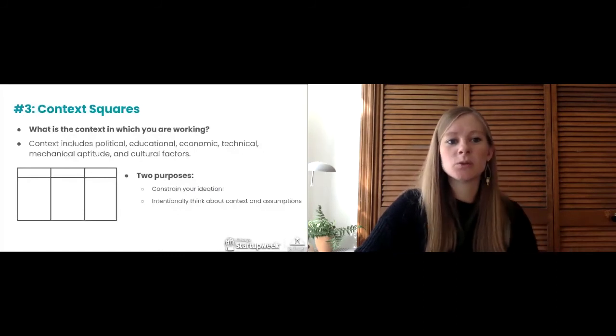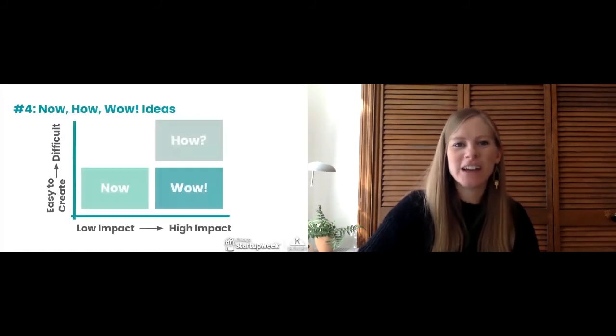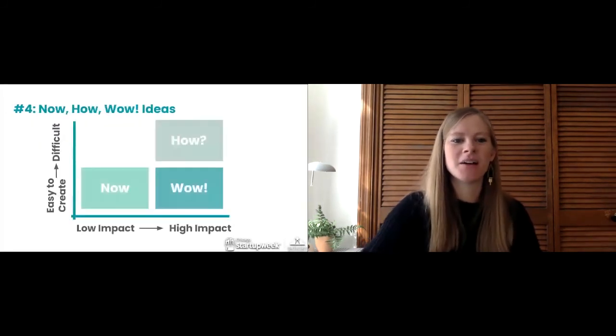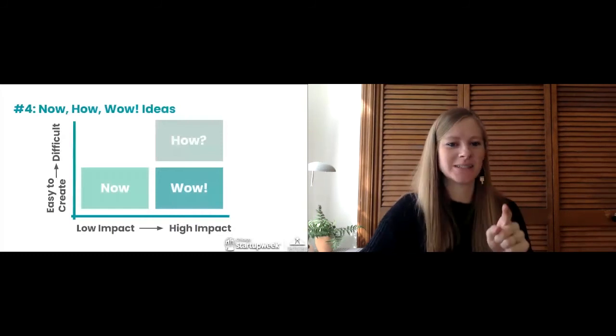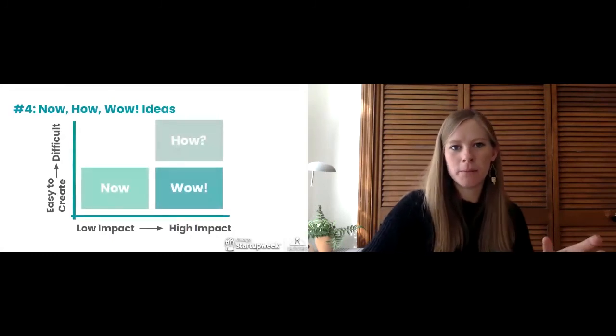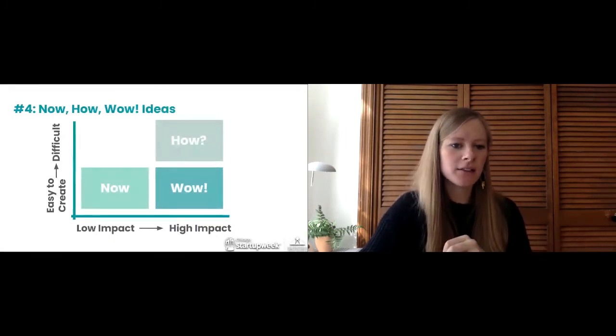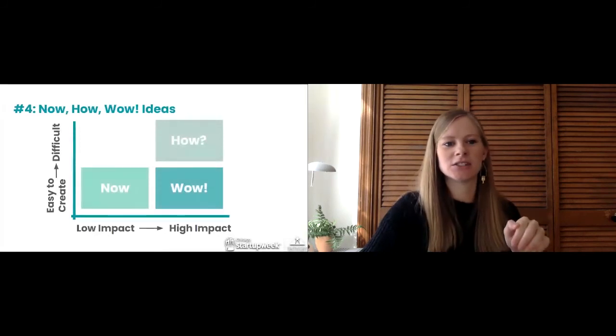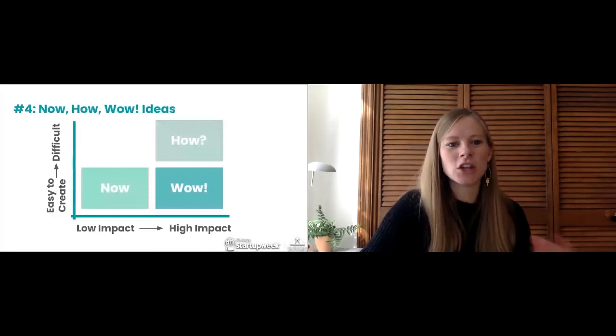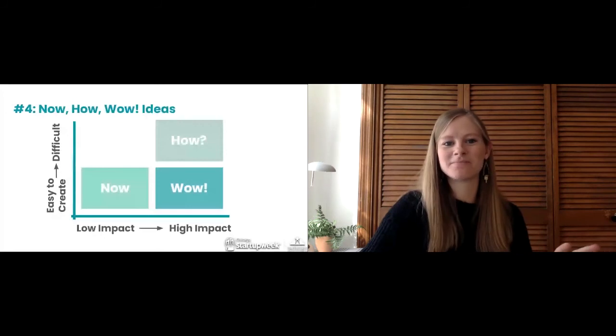All right, this next one is one of my favorites, the now, how, and wow ideas. You might have seen this before, but I think this graphic does a nice job of explaining what all of these types of ideas mean. So on the x-axis, we're moving from low impact ideas to high impact. And then on the y, we have easy to create ideas versus pretty difficult ideas. So, now ideas: low impact, easy to create. Do it, it's awesome.